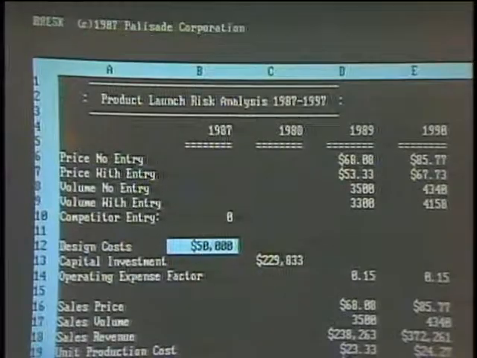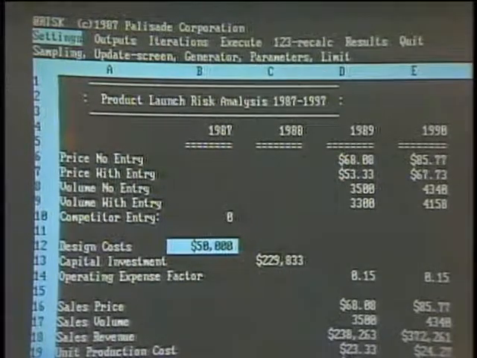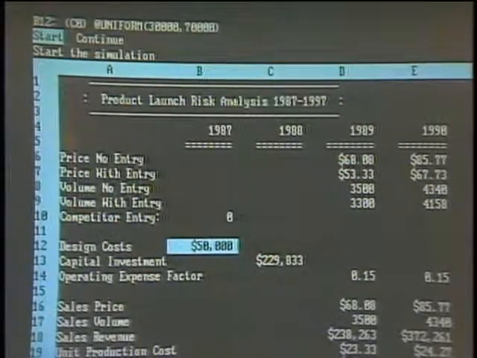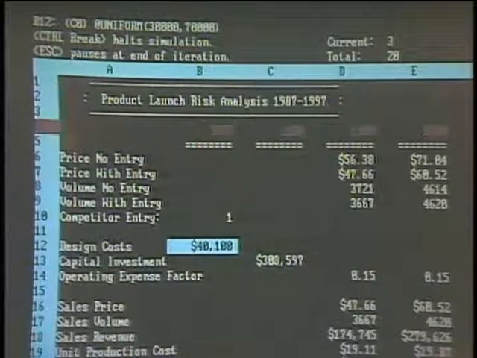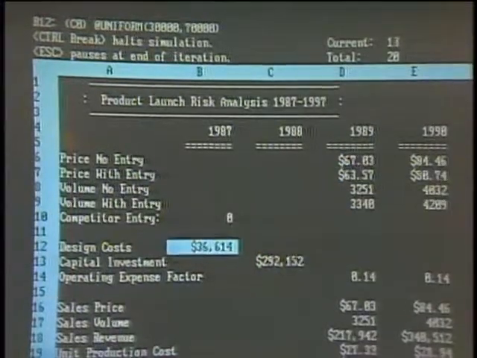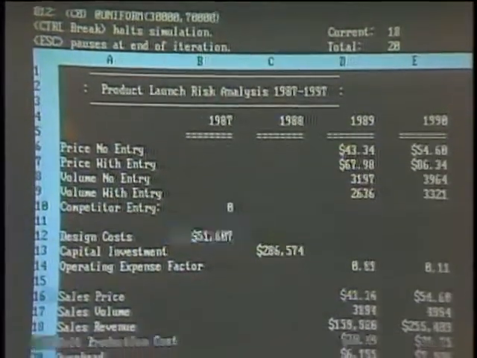Okay, so how do you get into At Risk then? Well, here it is right here. A special menu comes up with a hotkey. This lets you do all of the settings that you need to start off a simulation. What I've done is set the parameters here ahead of time, the sampling type, number of iterations, and so forth. And let's watch what happens. Values are being sampled randomly for each cell that contains one of these distribution @ functions, and then the sheet is being recalculated.